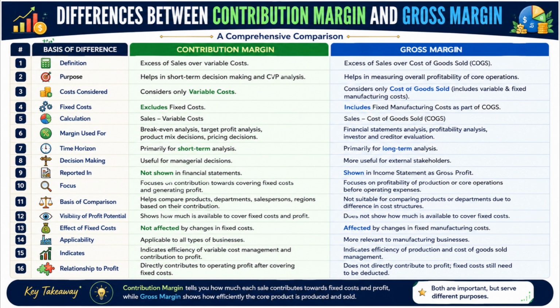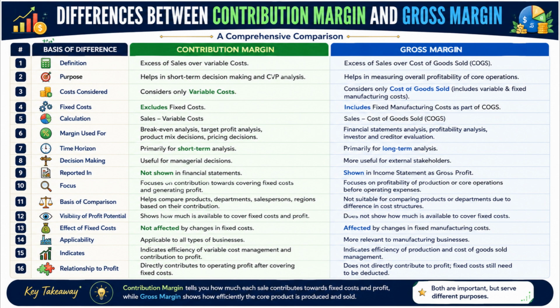Number 1. Contribution margin represents the excess of sales revenue over variable costs, whereas gross margin represents the excess of sales revenue over the cost of goods sold. Number 2. Contribution margin is mainly used for managerial decision-making and cost-volume profit analysis, whereas gross margin is used to measure the overall profitability of core business operations.